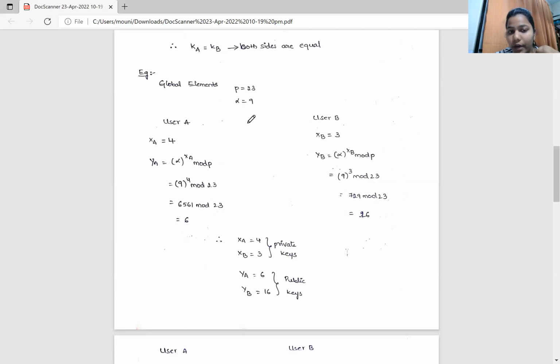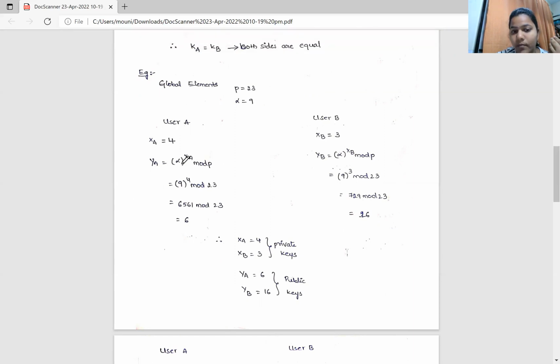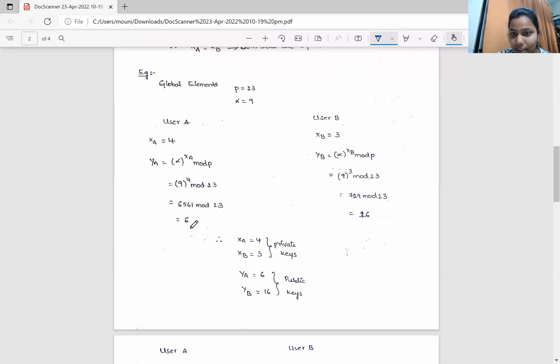Now we are going to generate the keys for user A side and user B side. We have XA equal to 4 and XB equal to 3; these two numbers I have chosen randomly. For these numbers, I have to calculate YA, which means I am going to calculate the public key: alpha power XA mod P. I have already told the formula. So 9 power 4 mod 23, and 9 power 4 is nothing but 6561 mod 23. The final answer we get is 6. And again YB is equal to 9 power 3 mod 23, which is 729 mod 23, and we get 16.